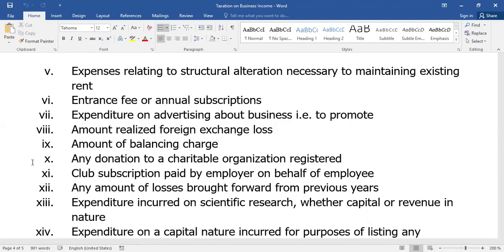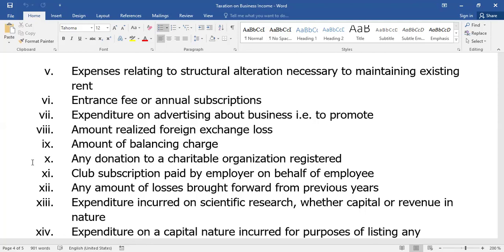Then we also have any amount of losses brought forward from previous years. You remember, for those who did advanced taxation before, around 2022, we used to carry these losses for only 6 years. Therefore, from the 7th year, we were not going to consider those losses brought forward. But in this case, under the Finance Act 2023, it discussed carrying forward indefinitely. It should be indefinite now.